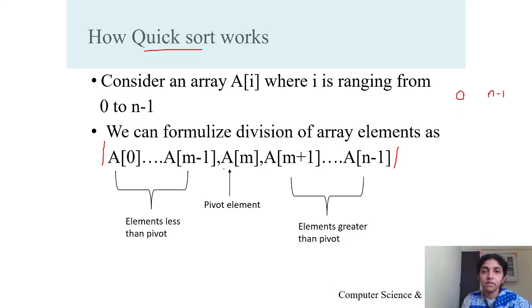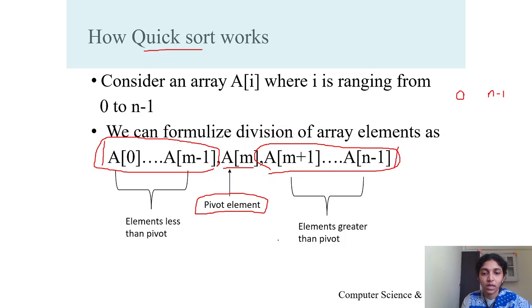Now first we will see which element is taken as pivot. In this example we are taking A[m] as pivot. If we select this element as pivot, then all the elements in the left subarray are smaller than the pivot element, and all the elements in the right subarray are greater than the pivot element. This is the main concept, or the base, of QUICKSORT. Selecting the pivot is the base for the QUICKSORT algorithm.